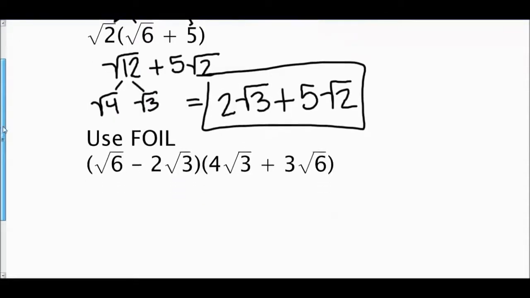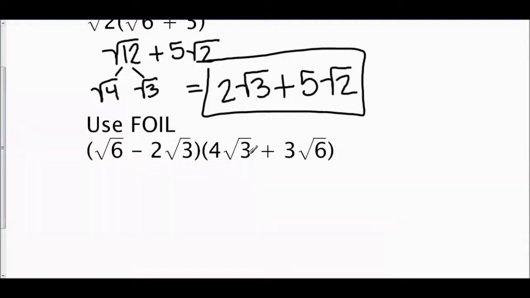The other way that you'll be multiplying radical expressions is using the FOIL method: first, outside, inside, last. I'm going to try to color code these for you. Our first terms would be the square root of 6 times 4 times the square root of 3, which would be 4 times the square root of 18.